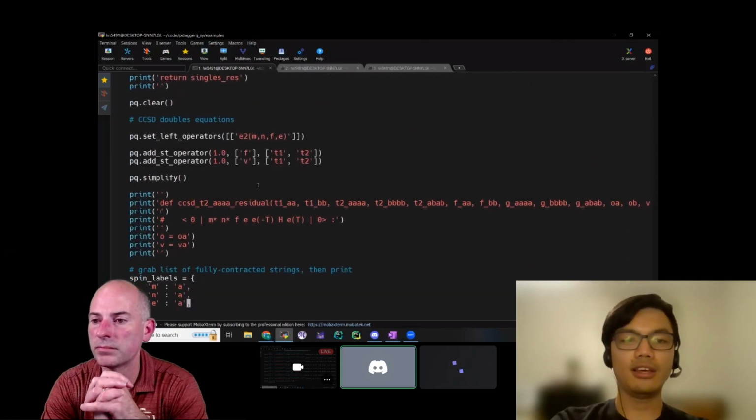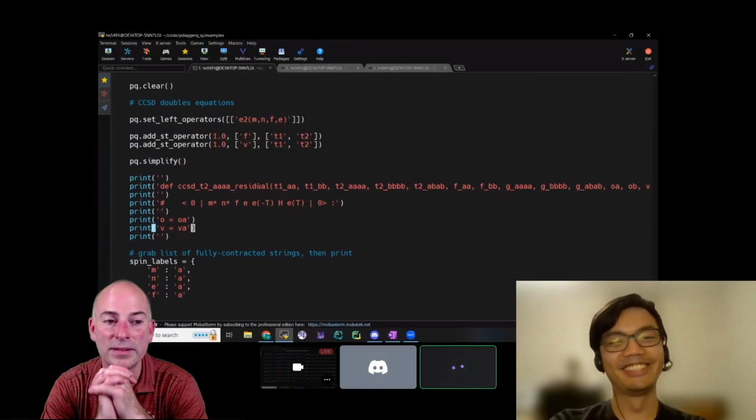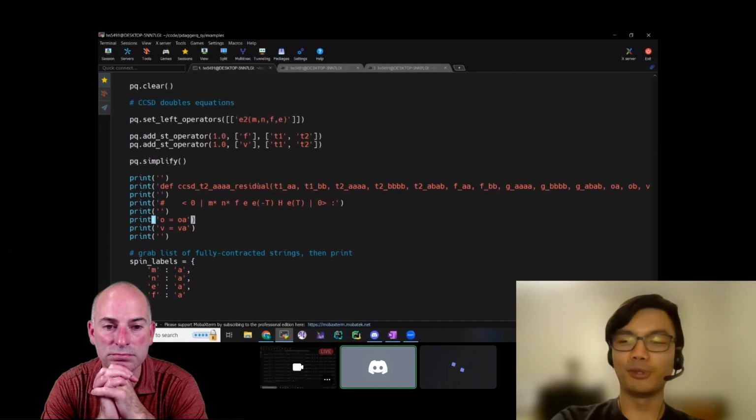Right. And then, yeah, I think there's also, it's not a bug, it's a feature. Right now, the slices are still done manually. So you will have to do post-processing to define properly the alpha and beta slices.